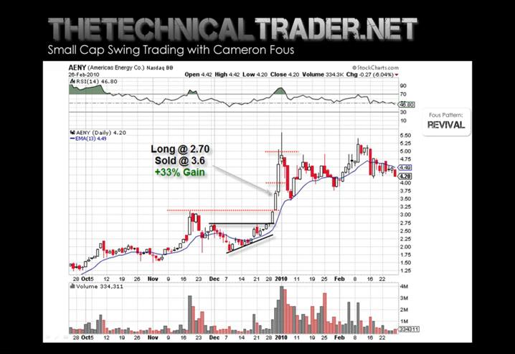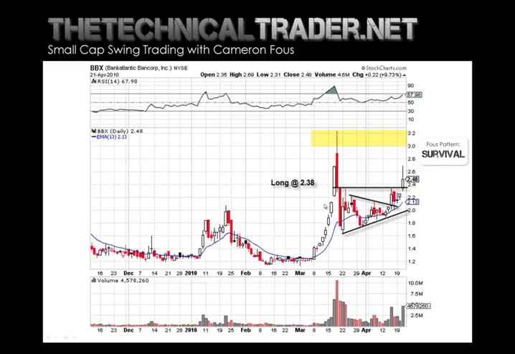But if you're still holding, a breakdown of this shooting star candle right here is a good indication of a potential reversal. And that's exactly what happened, to have this huge sell-off following that reversal candle.